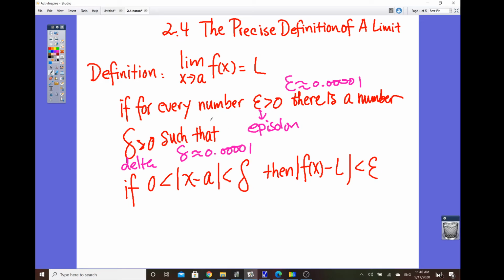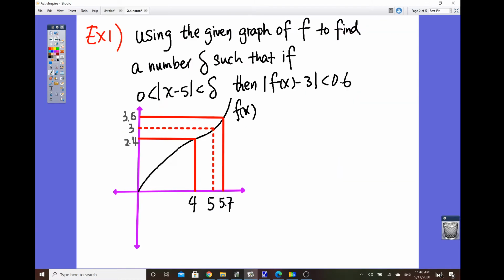Now we're going to find out what this means with one of the examples. The graph is given already. For f of x, it's a curve, and we do have certain positions here for 4, 5, 5.7, the x values and the y values. Using the given graph of f, find a number delta such that if 0 is less than the absolute value of x minus 5 is less than delta, then the absolute value of f of x minus 3 is less than 0.6. Anytime you start with the precise definition of a limit, we always want to start with the conclusion.